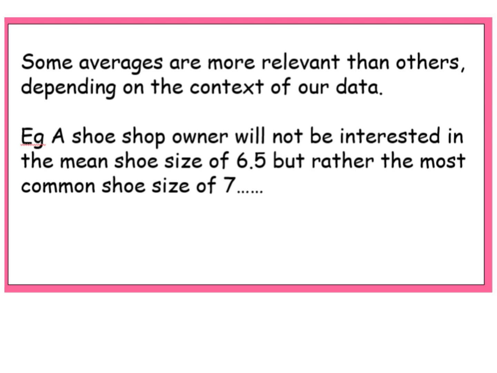So what happens is there's different averages, some are more relevant than others, depending on the context of what the data is. Quite often we just give you a list of numbers and say, tell us the mean, tell us the mode. But then some of them are no use in real life, so think about people who actually work these out. So if you were a shoe shop owner, and you worked out that the mean shoe size was 6.5. This is when you've added up all the different sizes of shoes you've sold and divided by the number of shoes you've sold and you get a 6.5.